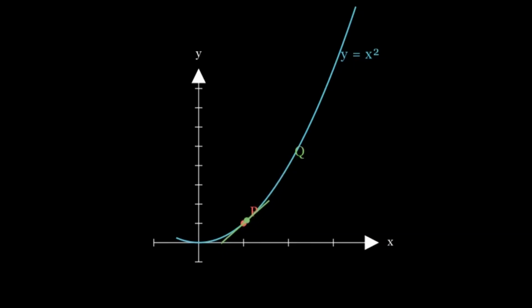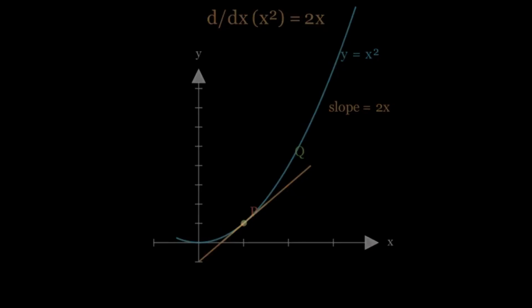As Q approaches P, the secant line approaches the tangent line. The slope of this tangent line is the derivative. For y equals x squared, the derivative is 2x. At x equals 1, the slope is 2. At x equals 2, the slope is 4. The derivative tells you the slope at every point.